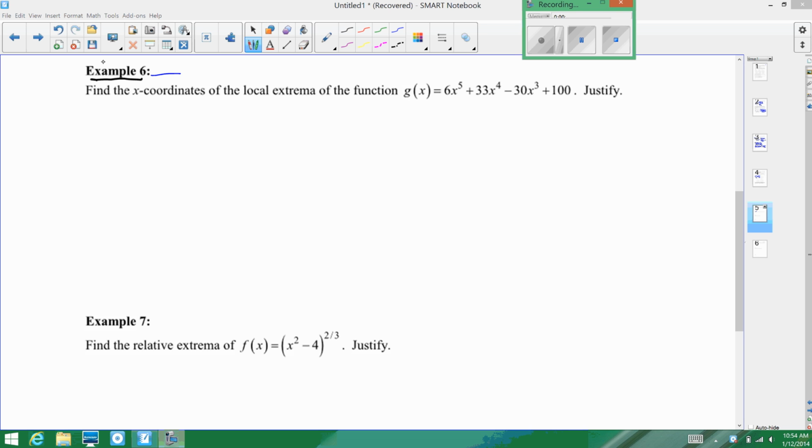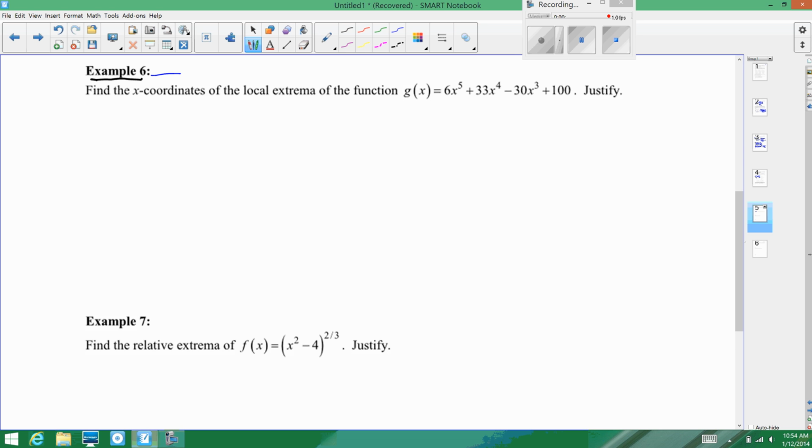Okay, we have a jam-packed day, examples 6, 7, 8, and 9. We're going to continue on our first derivative test. So find the coordinates of the local extrema of this function. Right now, the only way we know how to do that would be to take the derivative. So let's go ahead and start that.